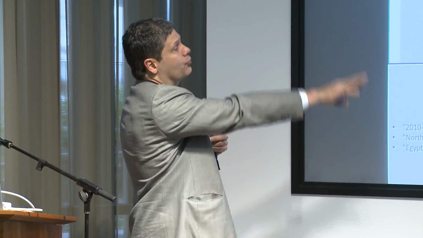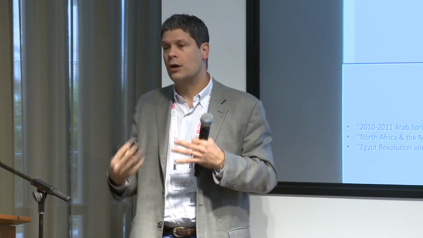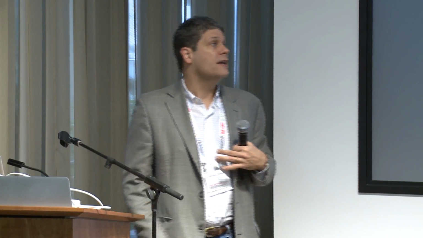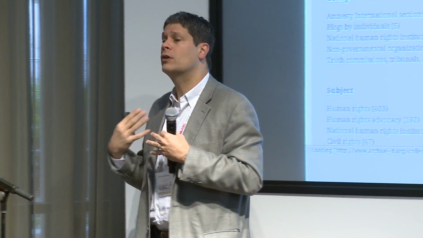So there are at least three collections on Archive-It that have something to do with the Arab Spring or the Egyptian Revolution. And here are screenshots from them. So how do you explore what's in which collection? How can you differentiate between these collections? Even worse, in a manner of speaking, this is one of 7 human rights collections. I think there might actually be more now, and it becomes really difficult to understand what's in which collection.